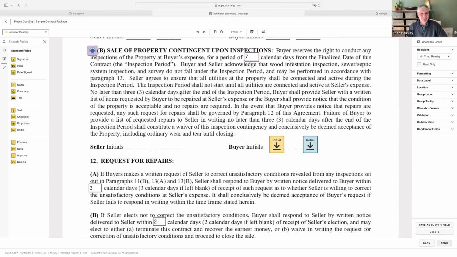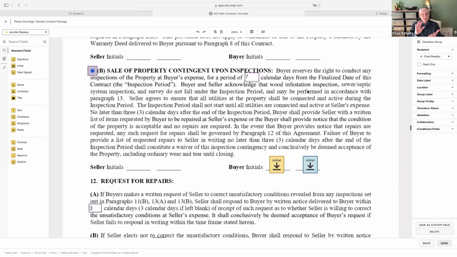No later than 3 calendar days after the end of the inspection period, buyer shall provide seller with a written list of items requested by the buyer to be repaired at the seller's expense, or the buyer shall provide notice that the condition of the property is acceptable and no repairs are required. In the event that the buyer provides notice that the repairs are requested, any such request for repairs shall be governed by paragraph 12. Failure of buyer to provide a list of requested repairs no later than 3 calendar days after the end of the inspection period shall constitute a waiver of this inspection contingency.